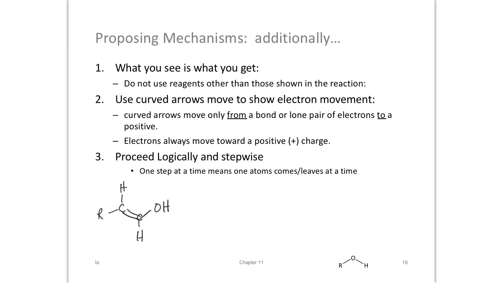Remember, what you see is what you get. So don't use reagents other than those that are shown for you, that are provided. Sometimes you might have to make a guess because you're trying to figure something out, but then you have to use some context. Use curved arrows to show electron movement. Remember, we use a curved arrow that moves electrons from where they are to where they're going, the positive. Proceed logically and stepwise, so 1 step at a time.